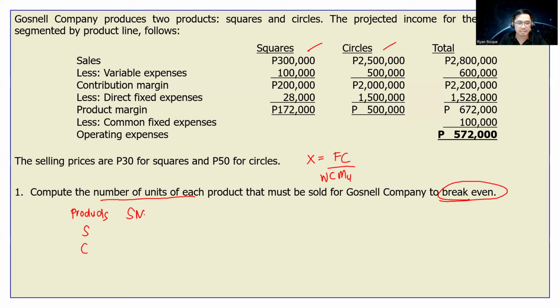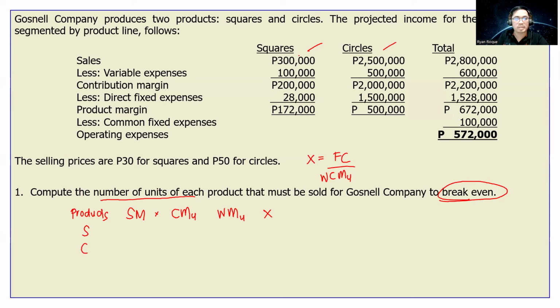So we get the sales mix. We get the CMU, or contribution margin per unit, of each product, and then we multiply the sales mix by the CMU to get the weighted CMU, and finally, we get the X, or the number of units that must be sold.